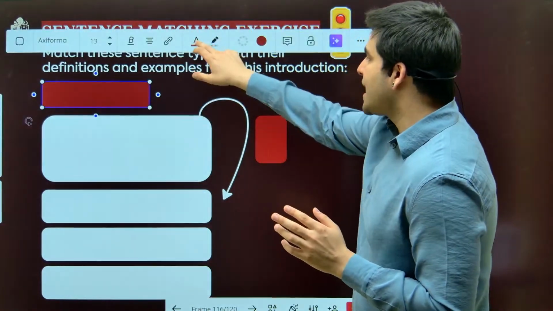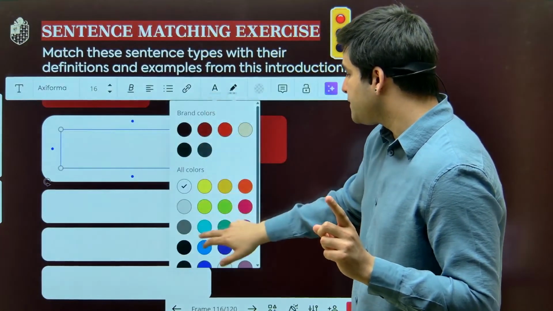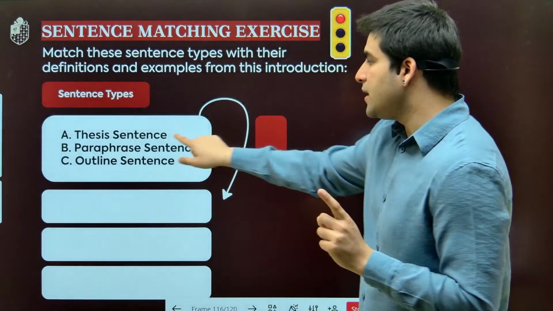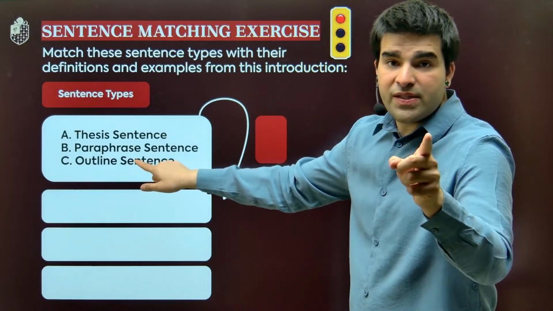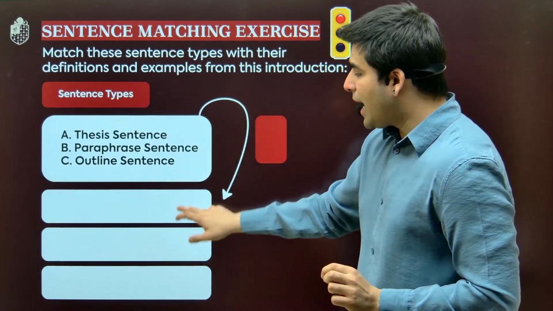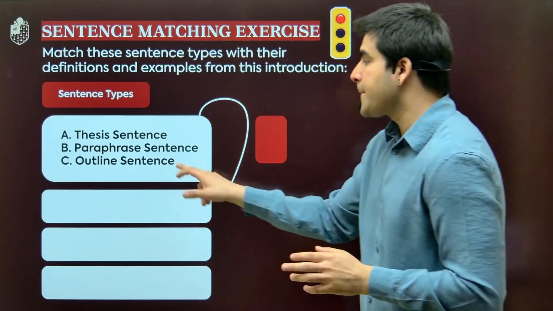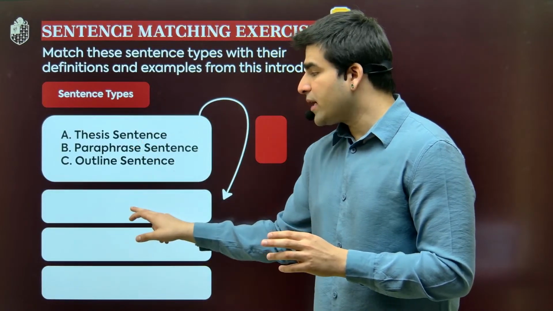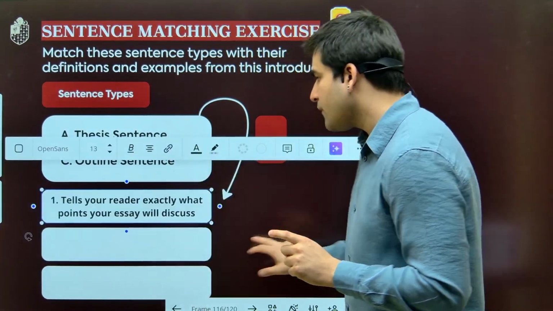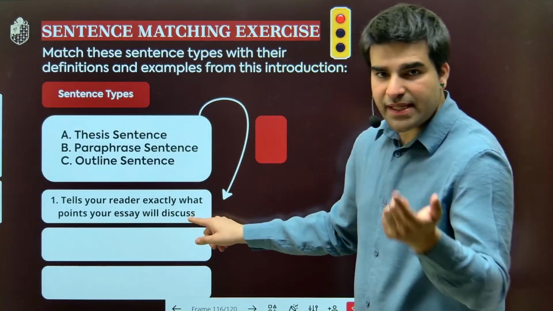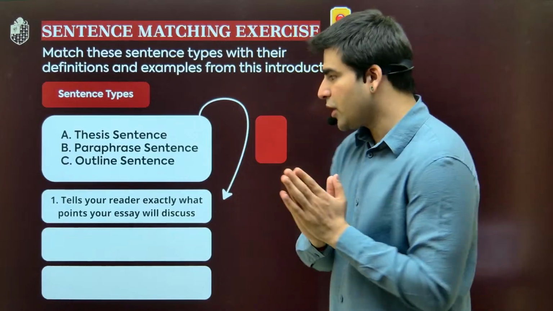So here we go. These are the 3 types of sentences. Sentence number 1, thesis, paraphrase, and outline. What is your job? What do you have to do? I'm going to show you a definition. You have to tell me in the chat box, which one is this? For example, let's have a look. तो ये definition है, इसमें से आपको बताना है which of these is the sentences, A, B or C. समझ में आया? Here we go.